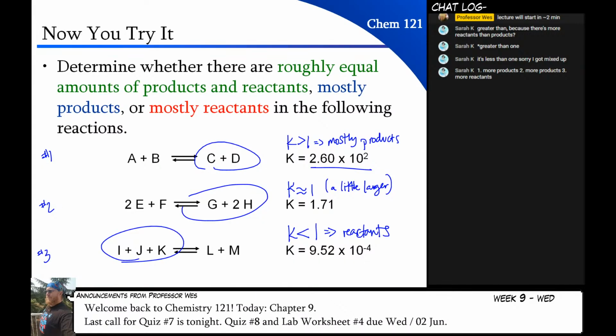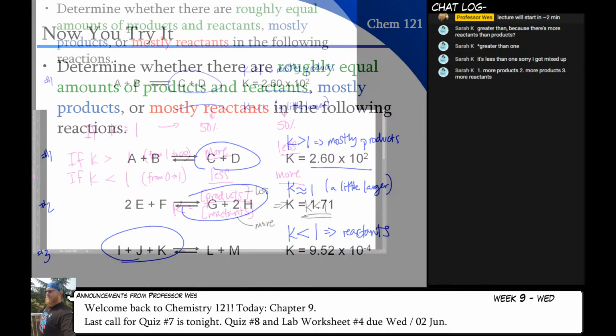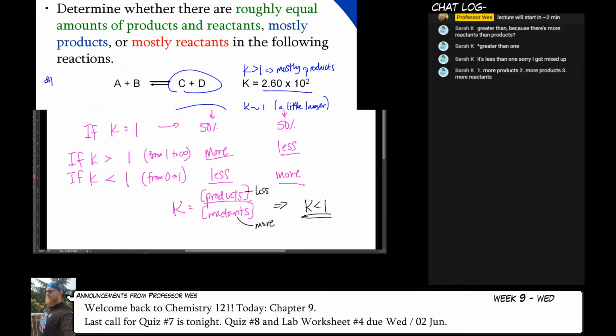Then we've talked about the equilibrium constant, and for that we really just need to know these guidelines. If K is less than 1, mostly reactants. If K is greater than 1, mostly products. And if K is equal to 1, there's a 50-50 mixture of both. If you have any questions, let me know in the chat. Happy to answer them.